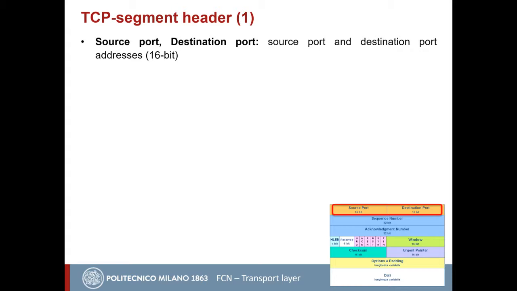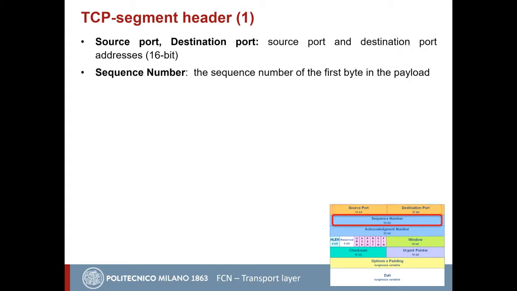First, we have the source port and the destination port. This is exactly like in UDP, 16 bits each. You know already that 16 bits is the size of the port number. And then the second field is the sequence number, which is used to set up the numbering system of the messages. And this corresponds to the SN.